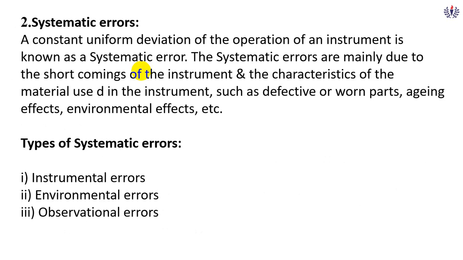Next one is the systematic error. Systematic error, the constant uniform deviation of operation of an instrument, is called systematic error. So continuously you are getting the deviation. It is not accurate. These systematic errors are mainly due to the shortcomings of the instrument, maybe some pitfalls in the instrument, the characteristics of the material used in the instrument, worn out parts, aging, and environmental effects. These are the main things that come under systematic error. We can see them one by one. First one is the instrumental error, second one is the environmental error, third one is the observational error.